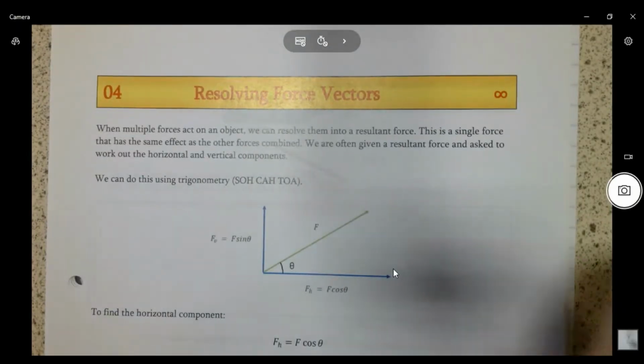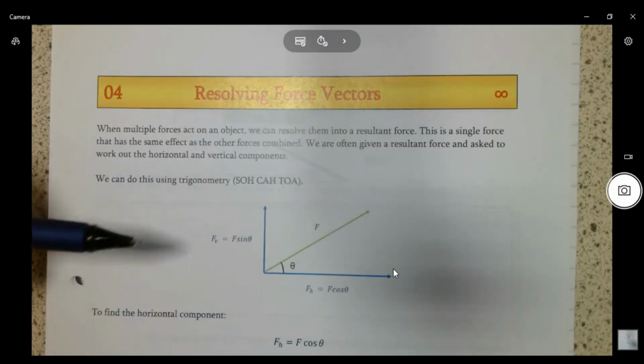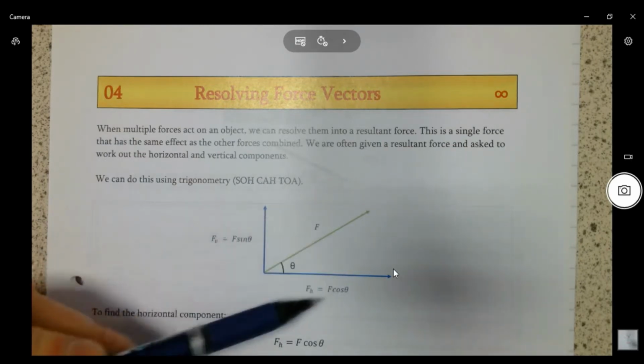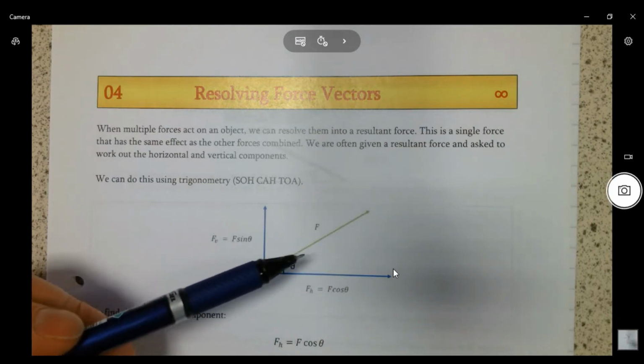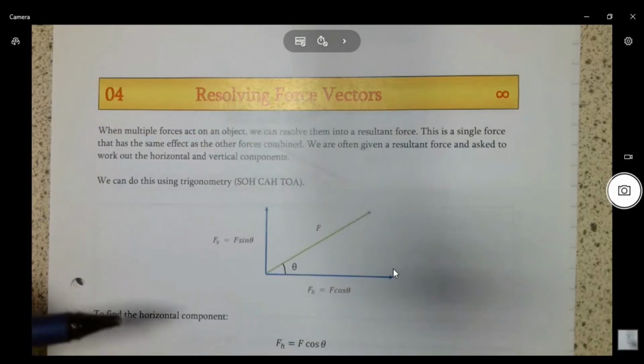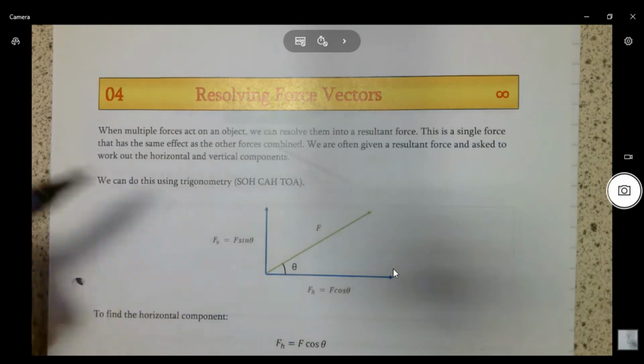Resolving force vectors. We've obviously had forces, and up until this point we've been looking at forces that are purely linear, so only in the vertical plane or only in the horizontal plane. But quite often we will have forces that are not in either horizontal or vertical planes. We'll have forces at an angle, and the thing to do, similarly to our velocities, is to resolve these into components of horizontal force and vertical force.